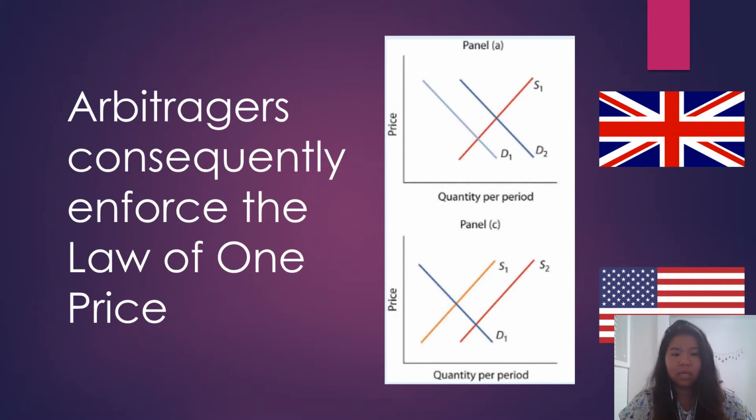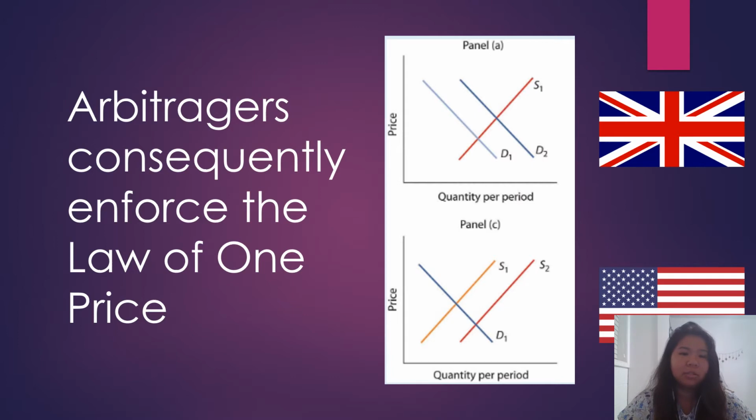Arbitragers consequently enforce the law of one price, which basically says that the supply and demand curves of each market in each country will shift based on the actions of the arbitragers to the point where they both meet at one price. So right here we're going to keep using the example of the dress shirts in Great Britain and America. For the top graph we see the demand and supply curve, and it starts here at D1 and it crosses over at S1.